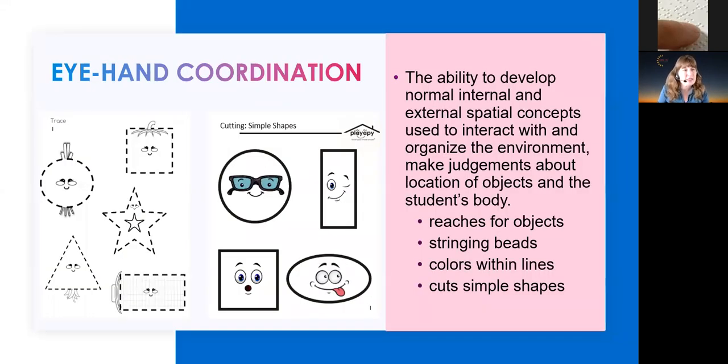The next section is eye-hand coordination. This is the ability to develop normal internal and external spatial concepts used to interact with and organize the environment, and make judgments about location of objects and the student's body. You can look for things like, are they able to reach for objects? Can they string beads? Are they coloring within lines? Can they cut out simple shapes? All of these things take eye-hand coordination.